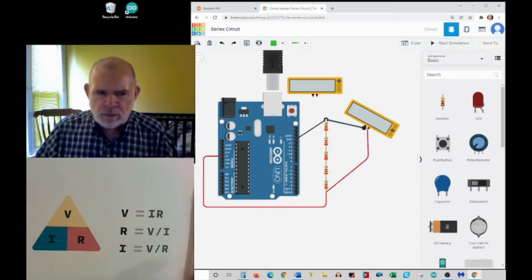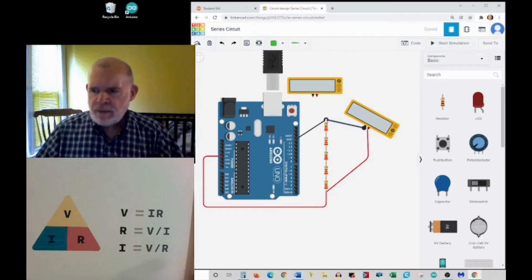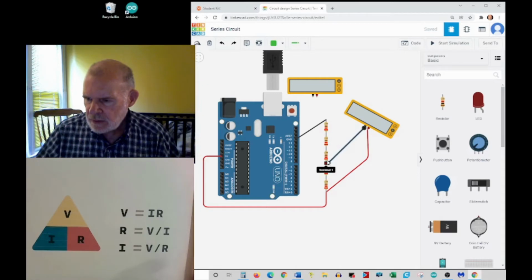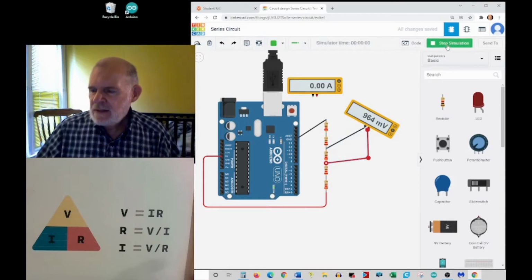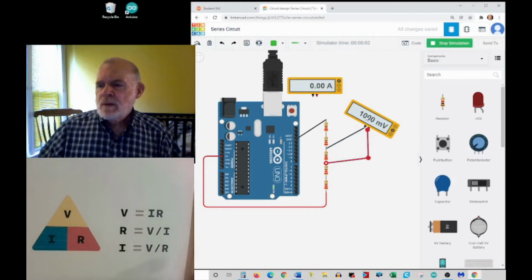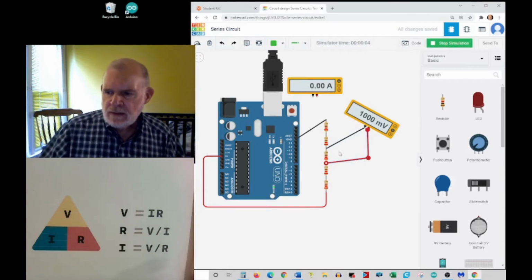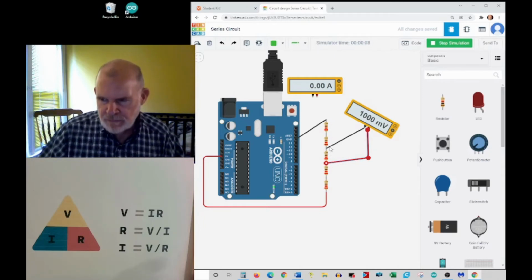But if I pick any one resistor, which one do you want? Okay, I hear somebody say the third one. Let's take the third one here. This is the third, from here to here. So that's 1 volt drop across that one. Now if I measure every one of these as 1 volt each, it's 1 plus 1 plus 1 plus 1 plus 1 equals 5.